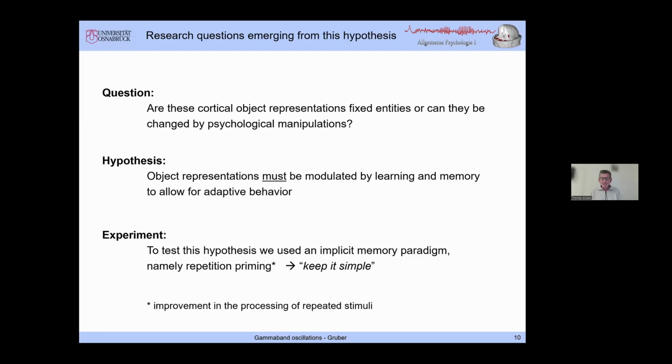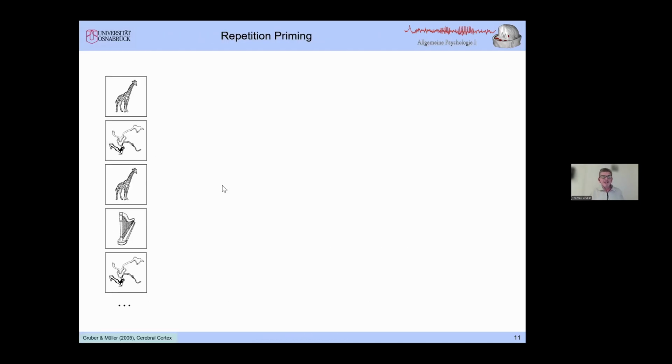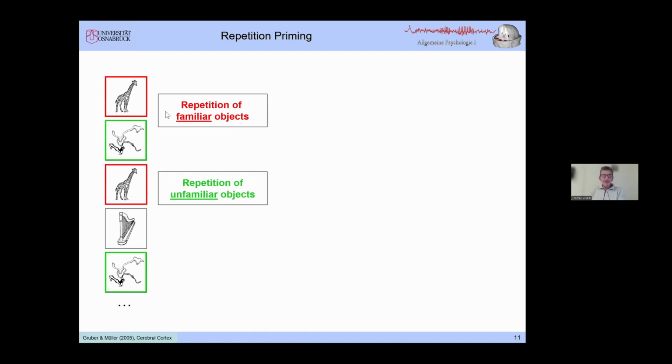But this is a very simple memory paradigm. Basically, the most simple memory paradigm one can conduct, and that was also the idea of this first experiment. Keep it simple. If you start a new research field, you better keep it simple at the start. So we repeated pictures of, now comes the paradigm, we repeated pictures of familiar objects. Here, for example, this giraffe was presented twice, and as a control, we repeated pictures of unfamiliar objects. So repetition of familiar and unfamiliar objects here indicated again in red and green.